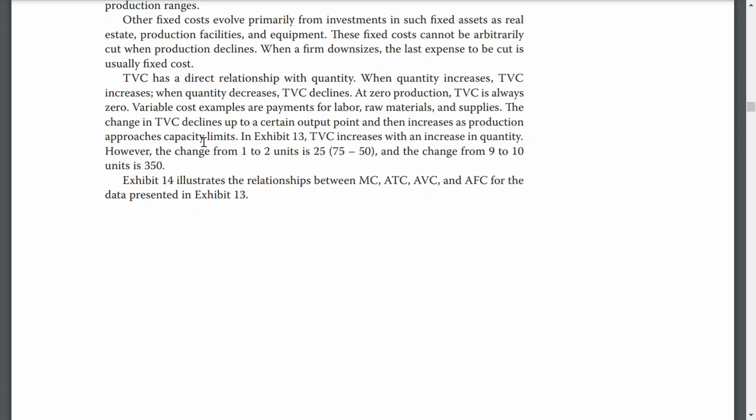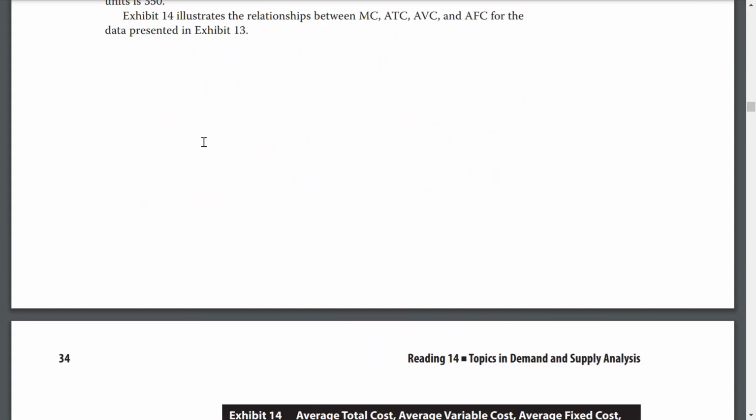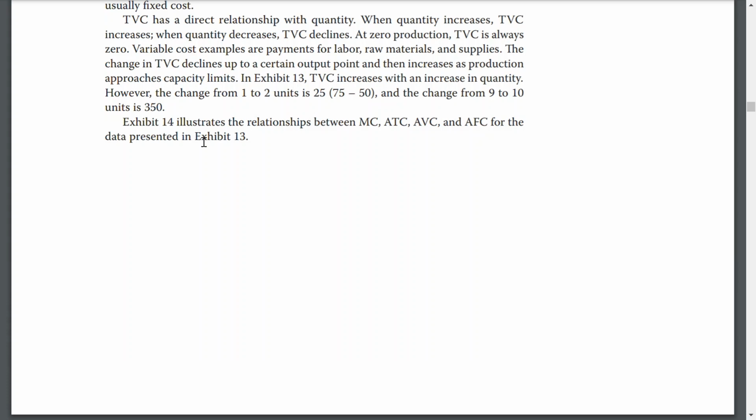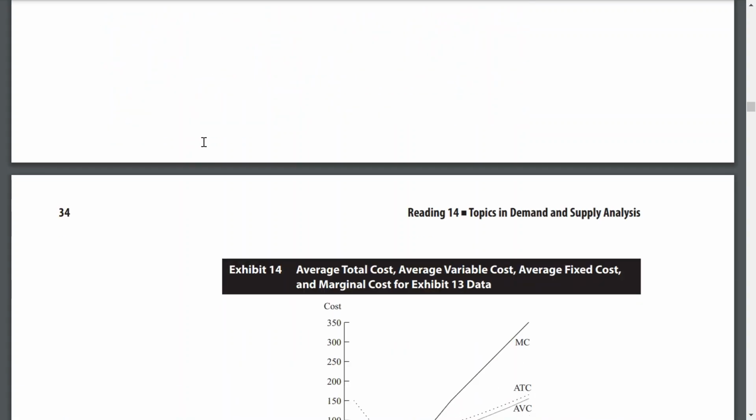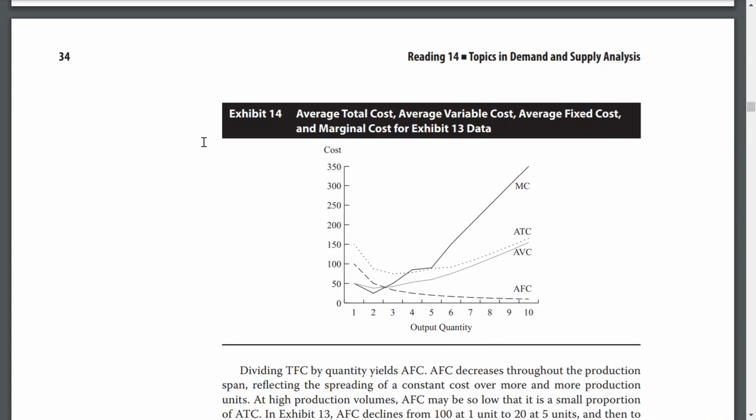However, the change from 1 to 2 units is 25, which is 70 minus 50. And the change from 9 to 10 units is therefore different. It's 350. Example 14 illustrates the relationship between marginal cost, average total cost, average variable cost, and average fixed cost of the data presented in example 13. So that's what it looks like. And they move because of economies of scale, marginal returns, and diminishing marginal returns.